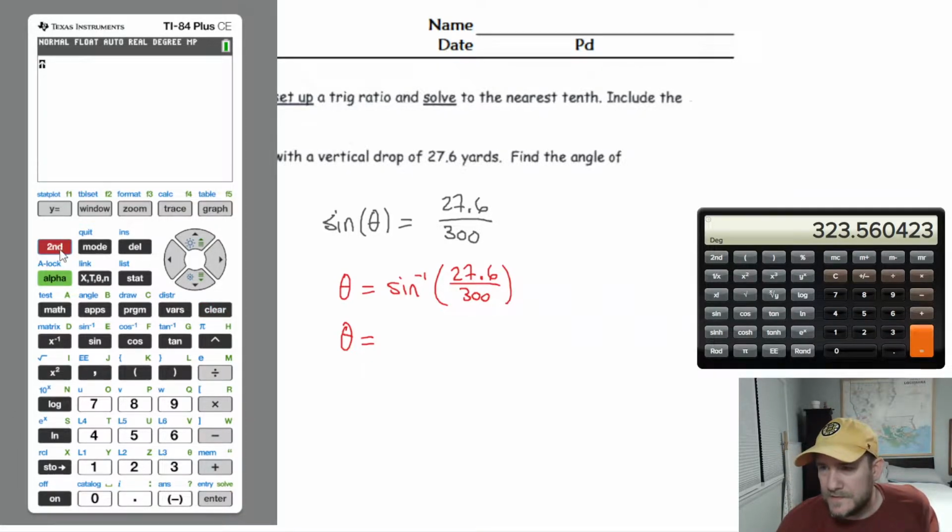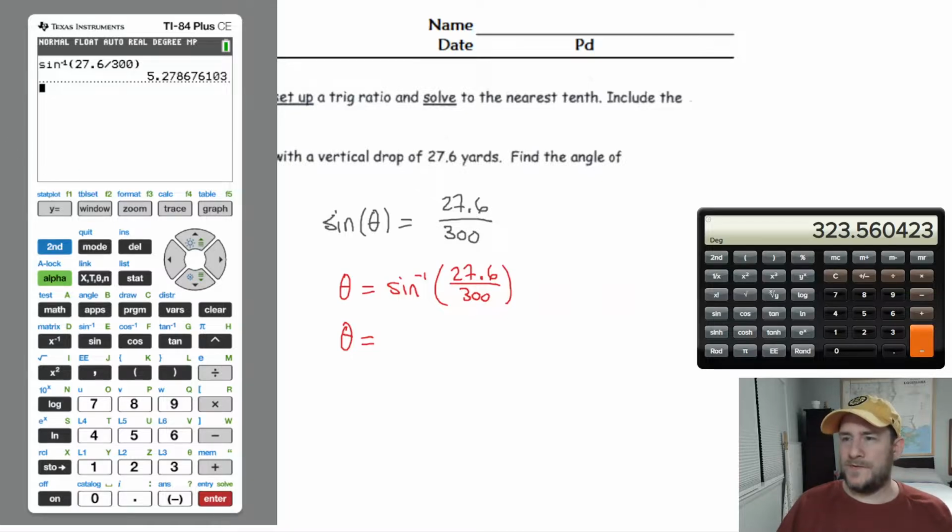Inverse sine right here. Inverse sine 27.6 divided by 300. Yeah, there you go. So the answer is 5.28, which seems really small, but it isn't.